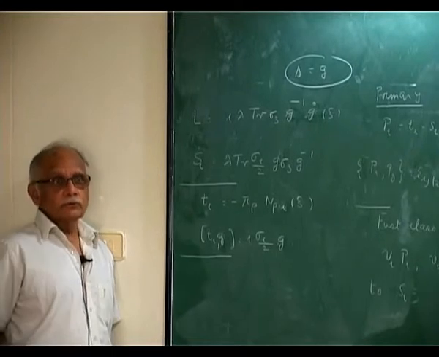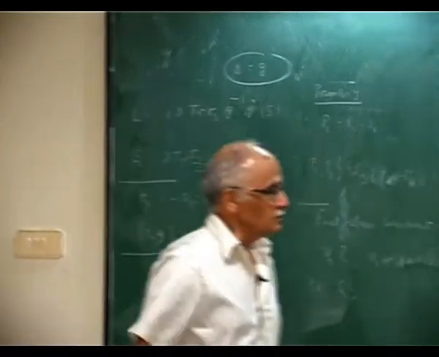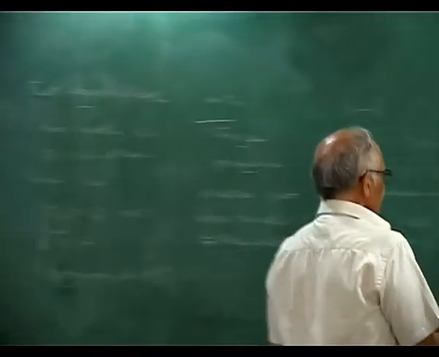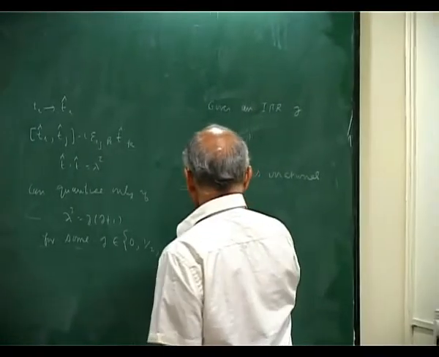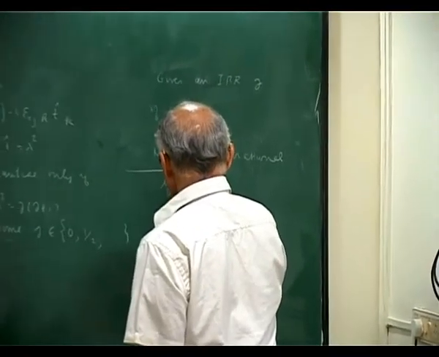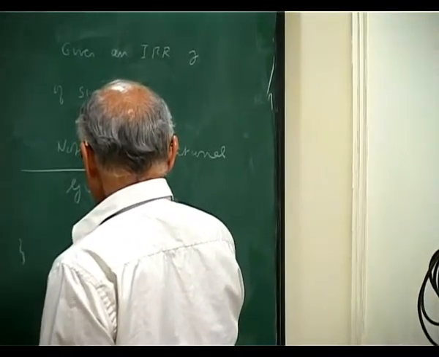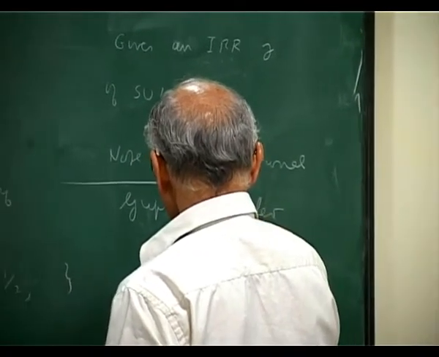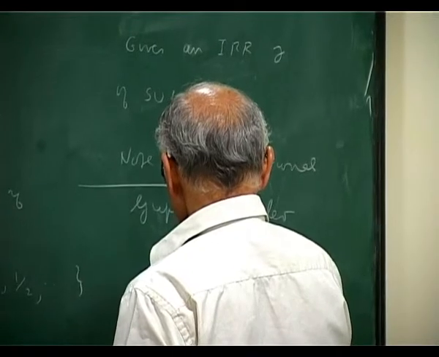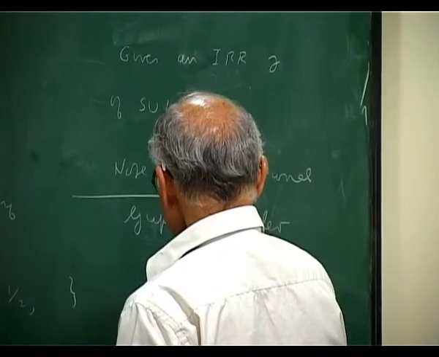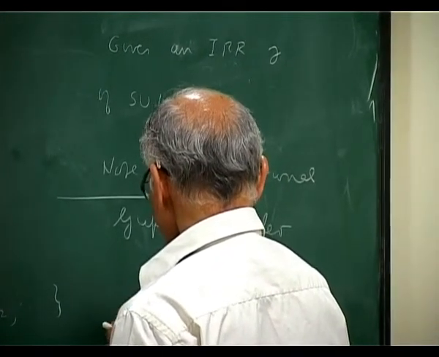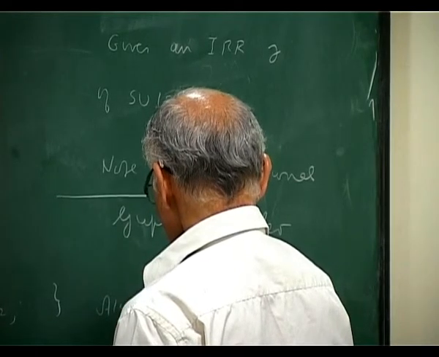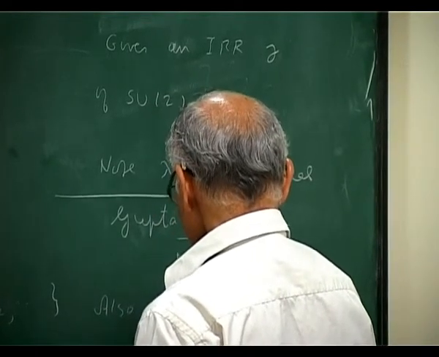Now I will do what I will call the Gupta-Bleuler method. This is another way. This is also a highest weight representation.